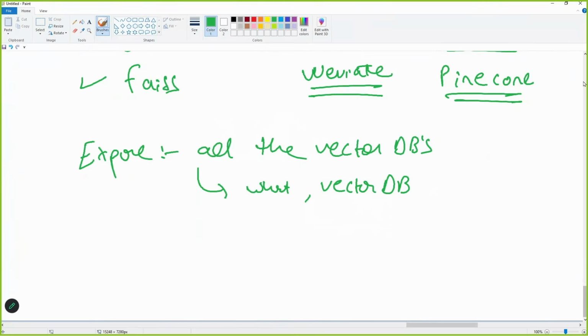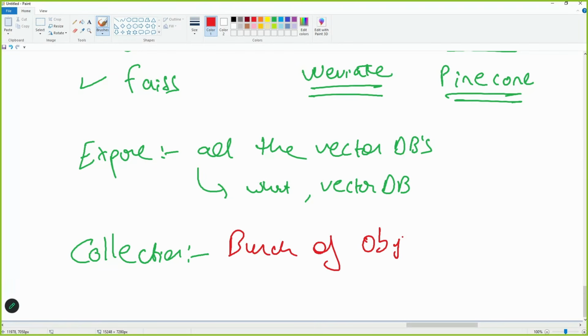Let me talk about a terminology involved in this. Collection means a bunch of objects. That's it. What is an object? You remember in one object we have three things. What are the three things we can have in an object? Does anyone remember that?